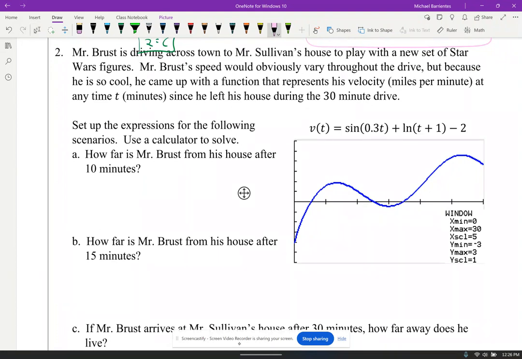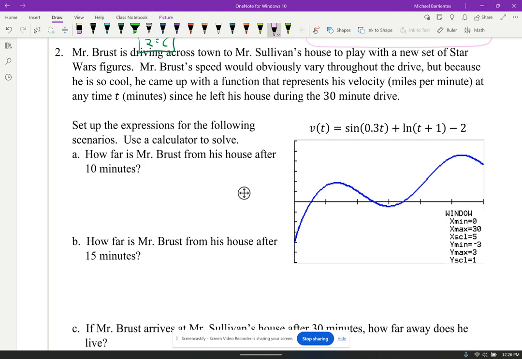So, two things. We're given the velocity function in equation form, and we're seeing the velocity function graph in a window that goes from 0 to 30, so that's the complete drive, and then -3 to +3. Notice the velocity graph is telling us that at the beginning the velocities are negative, then positive, then negative, then positive.